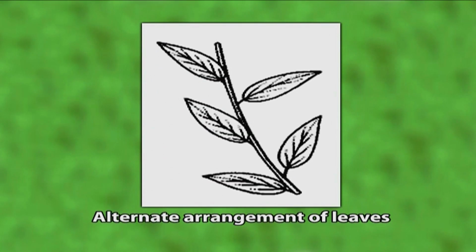The arrangement of leaves on the stem is called phyllotaxy. The leaves may be arranged in one of the following patterns in a plant. Number 1, alternate. Here the leaves are borne singly and are usually arranged in a spiral pattern along the stem. Alternate leaves are sometimes placed along the two sides of the stem, two-ranked or distichous, or on three sides of the stem, three-ranked or tristichous.